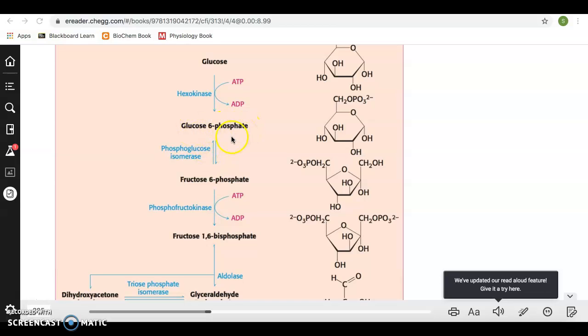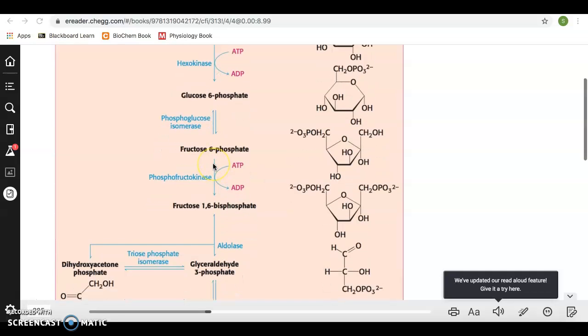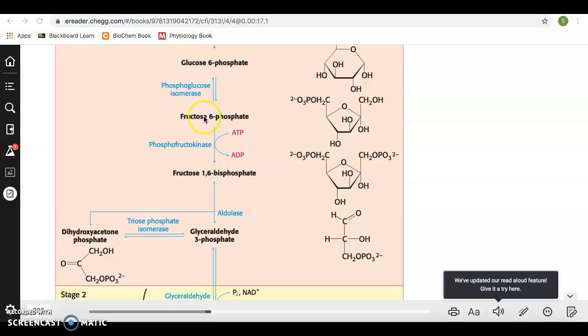Next, it's isomerized to fructose 6-phosphate with phosphoglucose isomerase. And then that fructose 6-phosphate takes an ATP and uses phosphofructokinase to form fructose 1,6-bisphosphate. So note that now from this one glucose we're down 2 ATP.